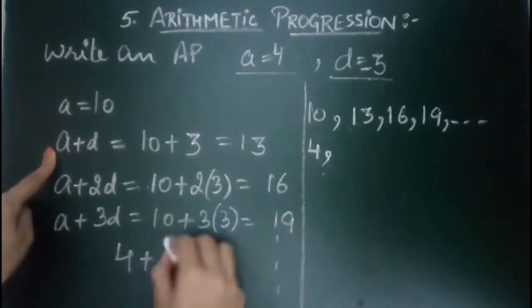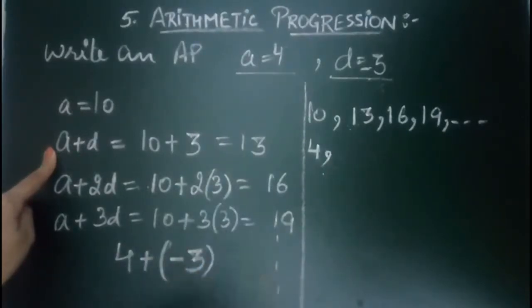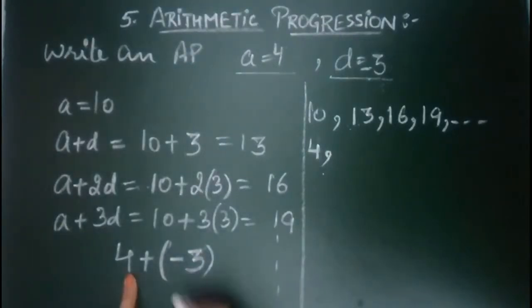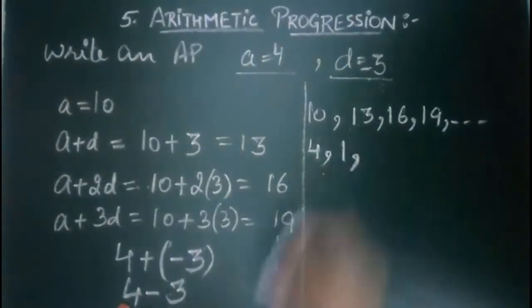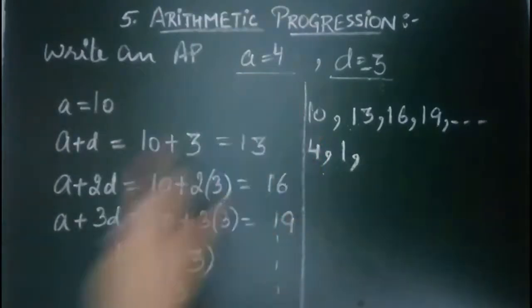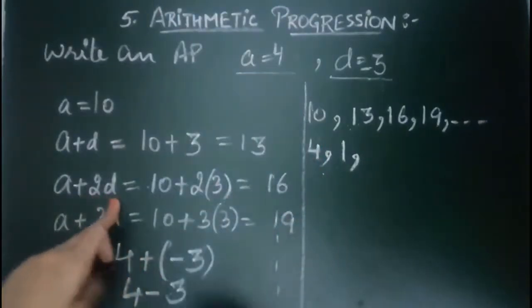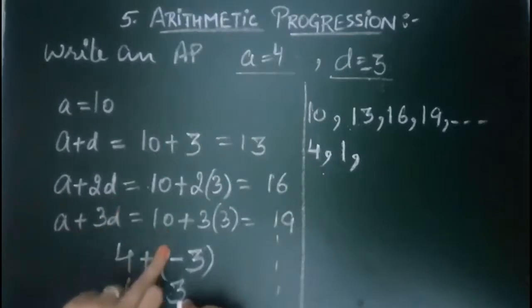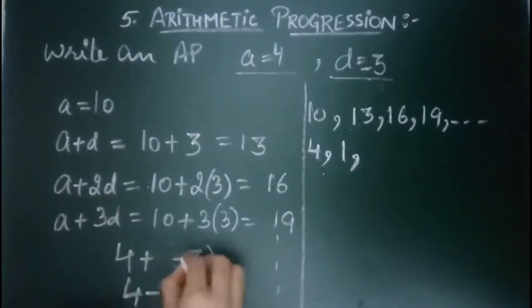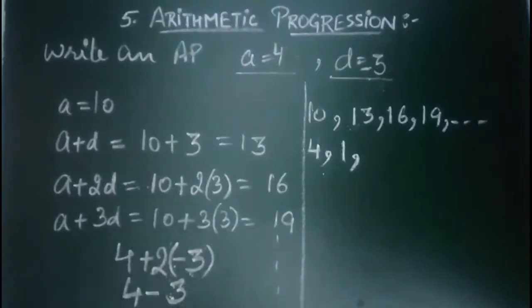A plus D will be 4 plus, but D is negative, so this can be changed into 4 minus 3. So 4 minus 3 will be 1. Next, A plus 2D. This will be D and this is 2D, which will become 4 minus 6. So 4 minus 6 will be minus 2.